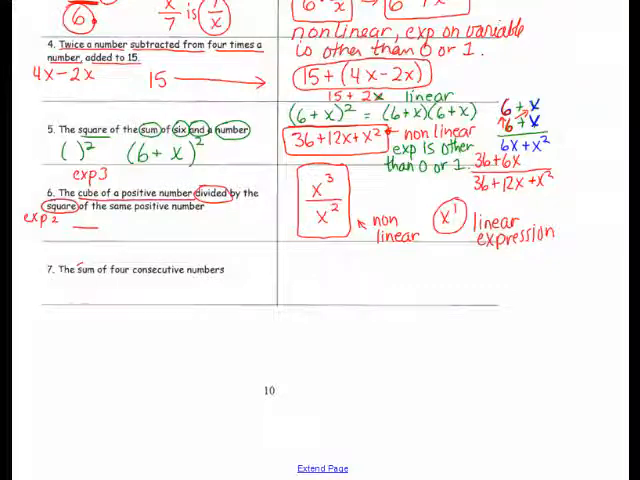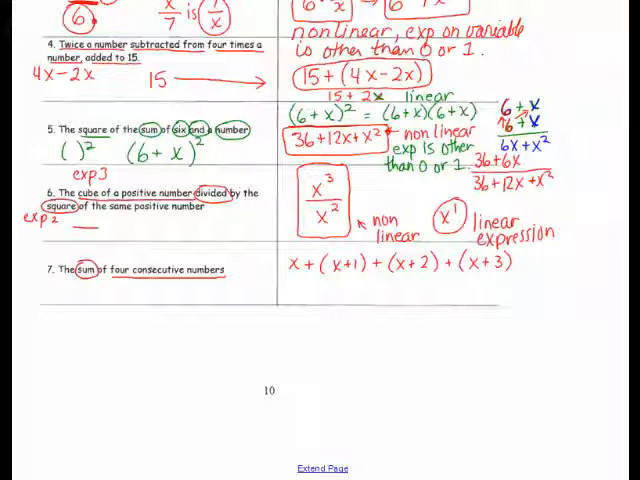Okay. We have the sum, so we're going to be adding. We're going to add 4 consecutive numbers. Remember, our first number would be x. We'll let x equal the first number. The second number would be 1 more than that. The next number would be 2 more than x. And the fourth number would be 3 more than x. That is the sum of 4 consecutive numbers.